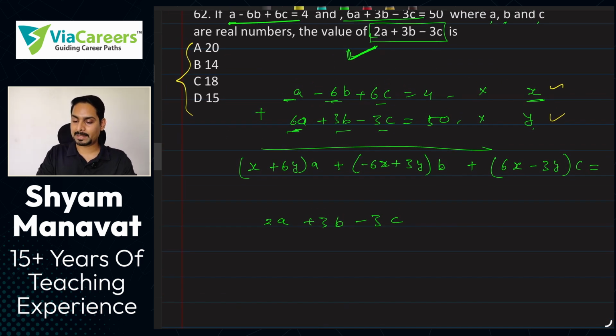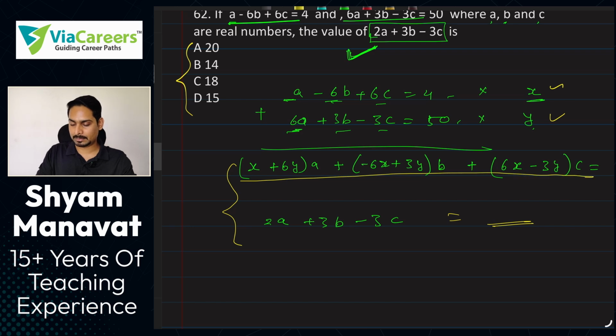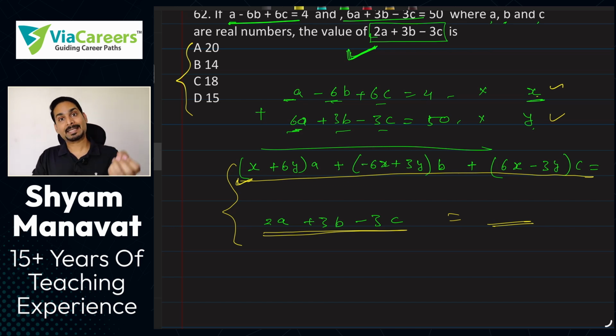You compare the coefficients here, assuming that you get the same. To get this combination you have done multiplication by x in the first equation and multiplication by y in the second equation. ये आपने किया ही इसलिए ताकि आपको ये combination मिल सके. Correct? That's what our assumption is.